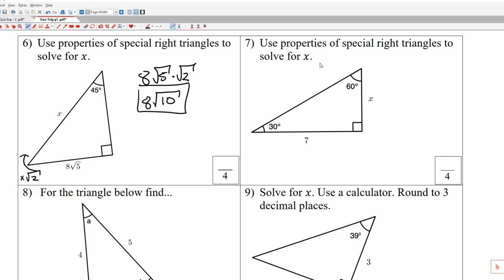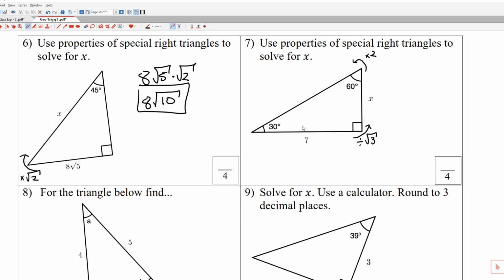Number 7, a 30, 60, 90, and I'm moving the same direction as in number 4. Wow, too easy. Mr. Sandel is so nice. To move from here to here, you're going to divide by the square root of 3, and then to move from here to here, you're going to multiply by 2. So those are our operations. So what is 7 divided by square root of 3?